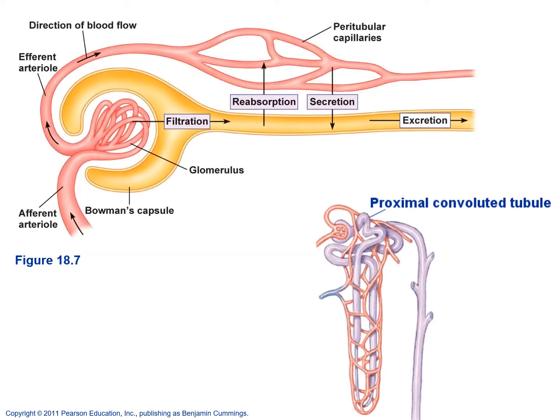Here's a picture of reabsorption. We're going to be reabsorbing the things we want to save from the filtrate, or the urine, and put them back into the blood and the peritubular capillaries. The majority of reabsorption, 65%, will occur in the proximal convoluted tubule, so right after the glomerulus.